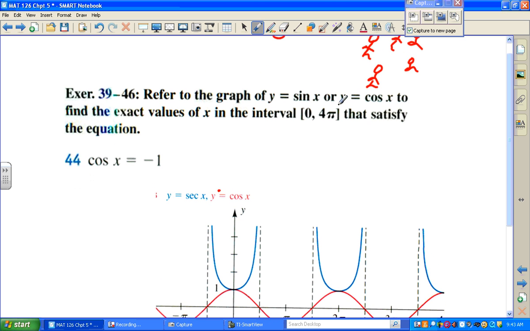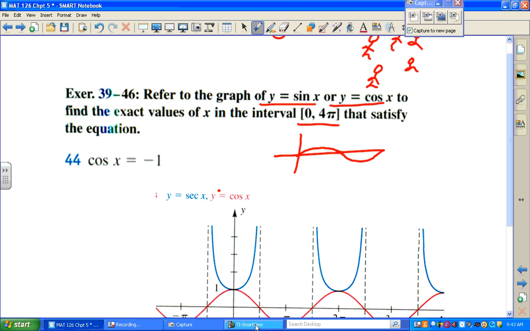It says, refer to the graph of y equals sine of x or y equals cosine of x to find the exact values of x in the interval from 0 to 4 pi. What does the interval have to do with you answering this question? That's two full cycles of cosine, because we said that sine was 1 full cycle to 2 pi.